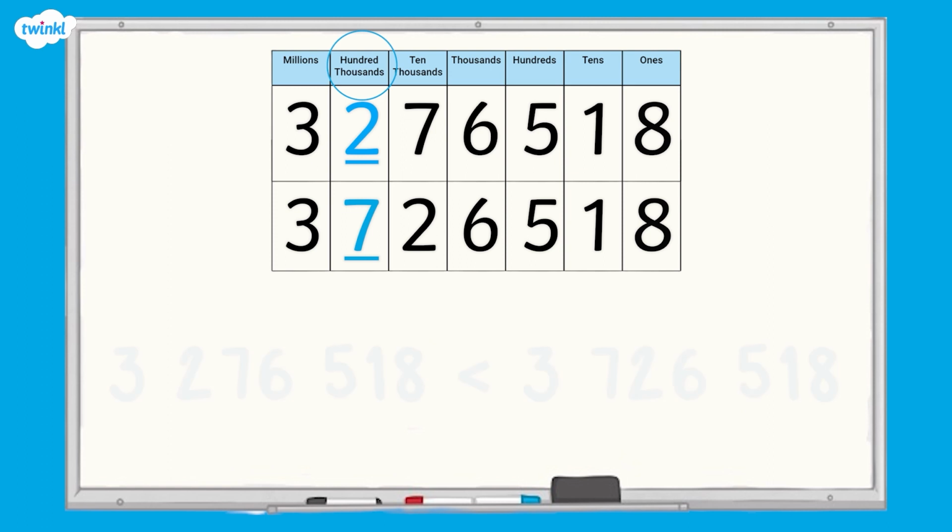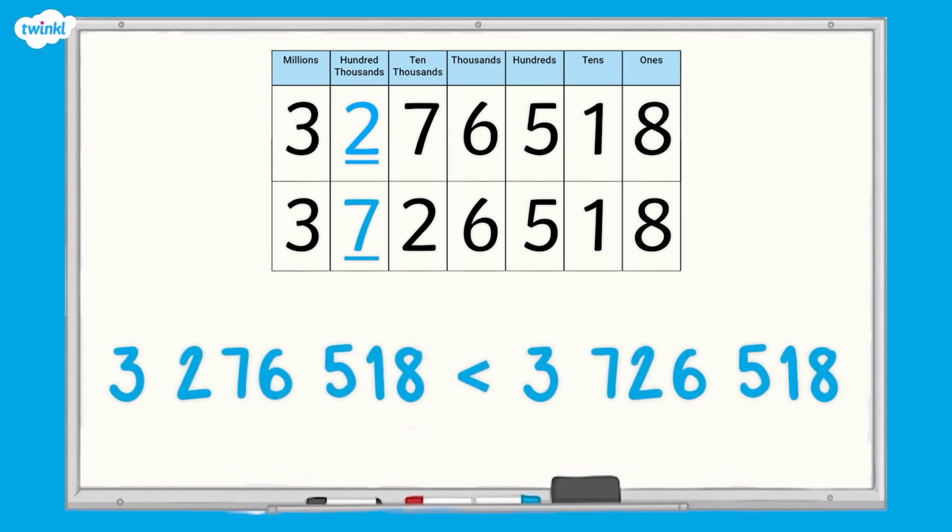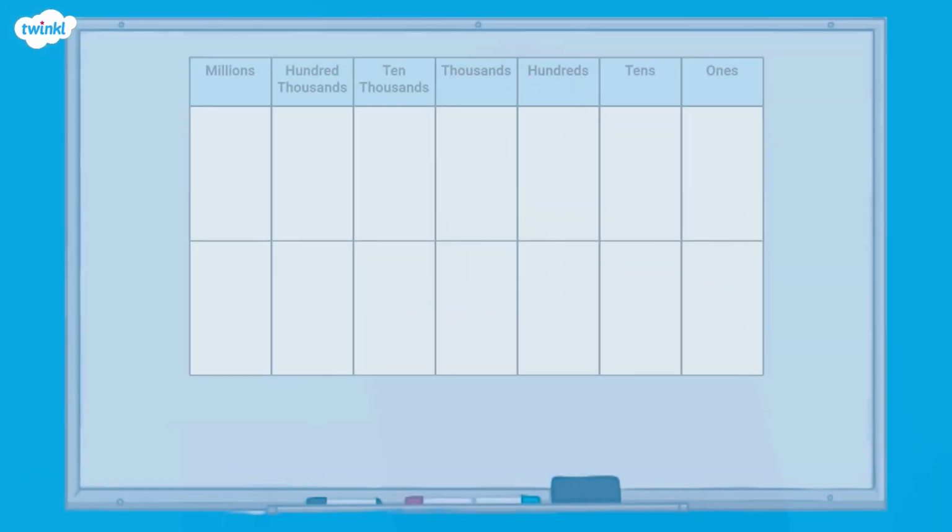We can write this as 3,276,518 is less than 3,726,518. Now it's your turn. You are going to compare two numbers, starting with the place value column which has the highest value. Which number is greater?